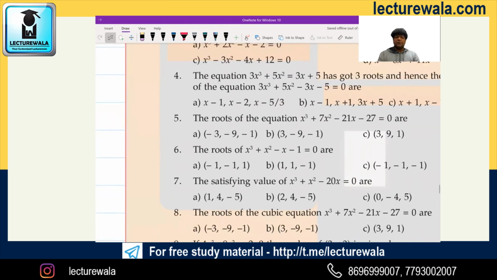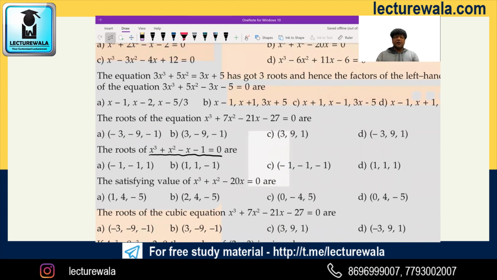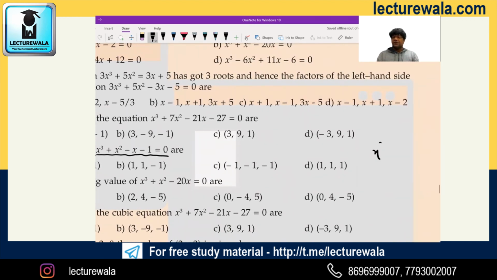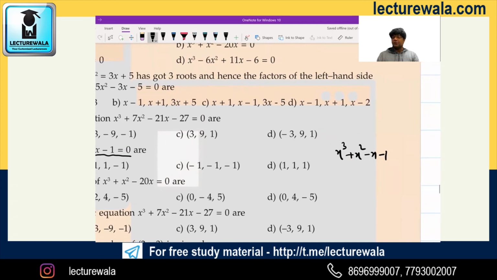See, for example, question number 6, see what is happening. Minus 1, 2 times it's appearing. Here, see, 1, 2 times appearing. So here you'll be confused. So what will I do? I will solve this. See how? Very easy, guys. x cube plus x square minus x minus 1 is equal to 0.